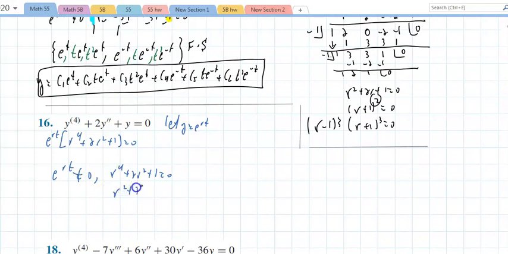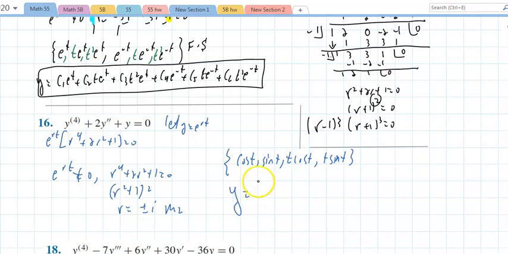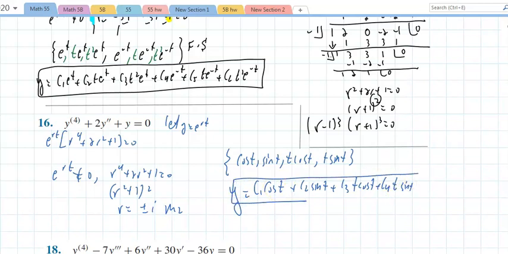This does factor. So I'm getting r equals plus or minus i, multiplicity 2. And the fundamental set is the cosine of t, sine of t, cosine of t times t, because they're repeating, and sine of t times t. And the general solution is y equals c sub 1 cosine of t, plus c sub 2 sine of t, plus c sub 3 t cosine of t, plus c sub 4 t sine of t. And that would be my general solution again.